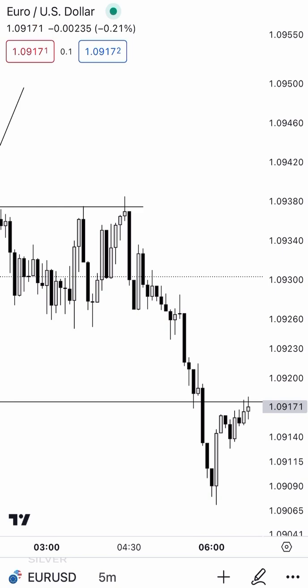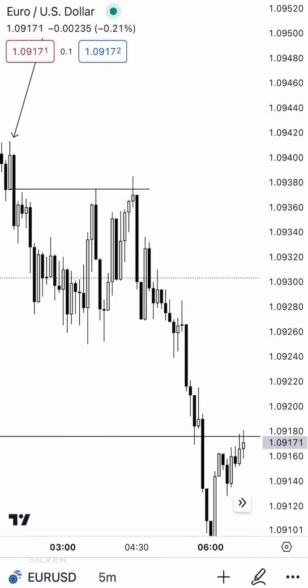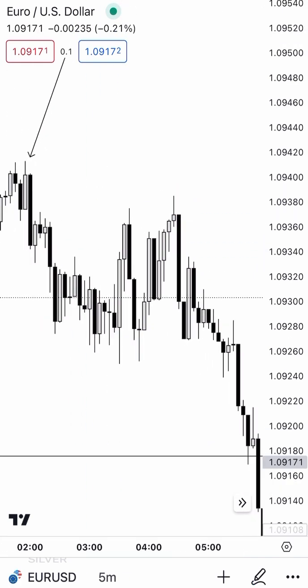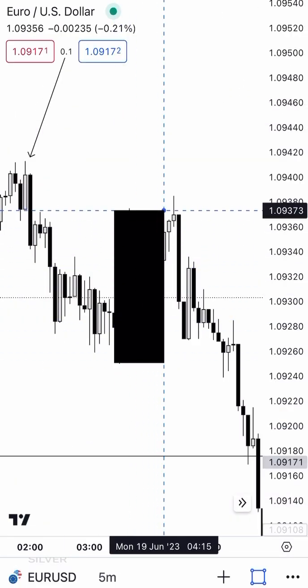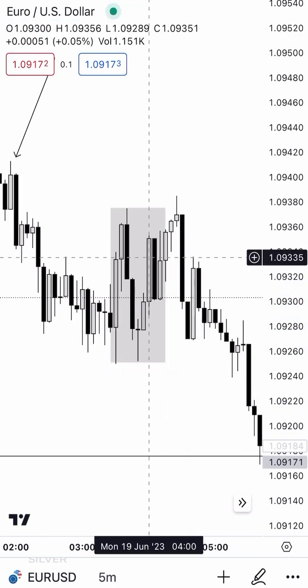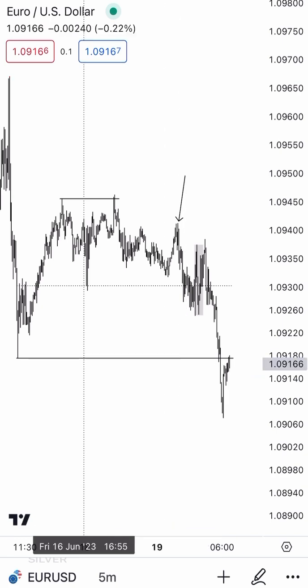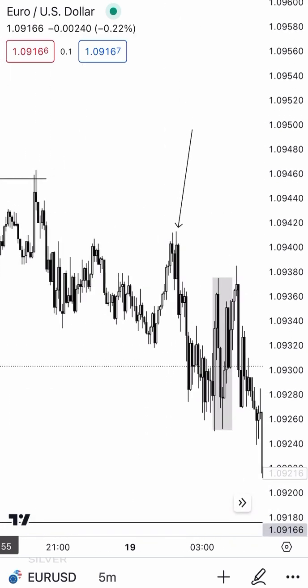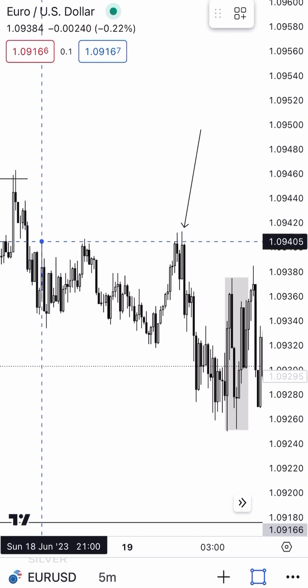So, turtle soup. This is a range inside of a range, right? You have range high, range low, range high. This is a range. Whoa, big black box. This is a range inside of a range, right? So the bigger range on the higher time frame has another range on the lower time frame, and this is another range inside of a range. These are all opportunities, right?